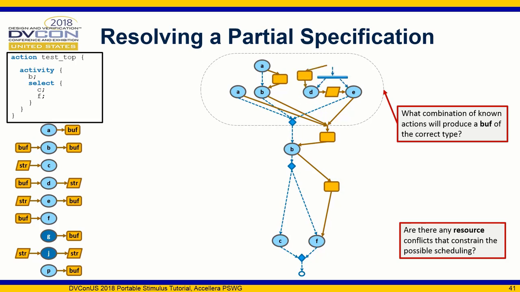Okay, well, who has a stream output? Well, D has a stream output. So I can put a D in there, but D has a buffer input. So now I got to figure out who's going to supply the buffer input. It could be an A. It could also be a G. So I can do that as well.